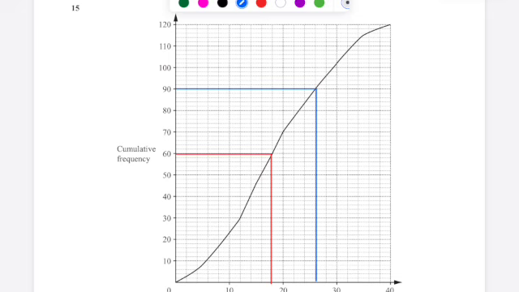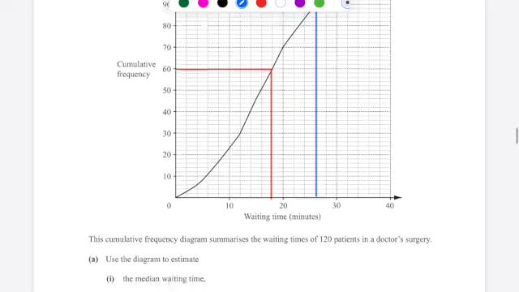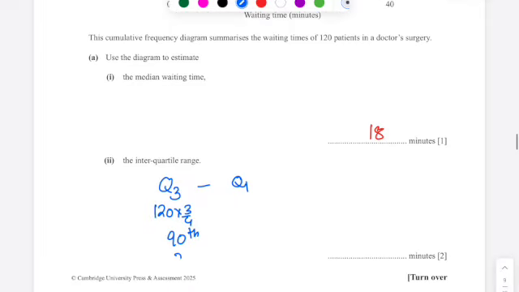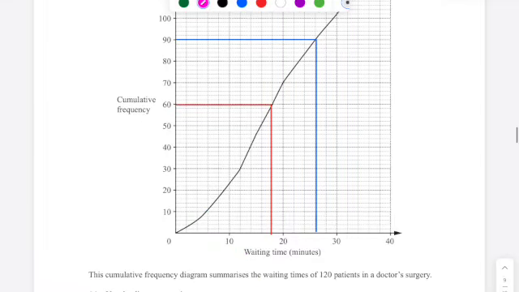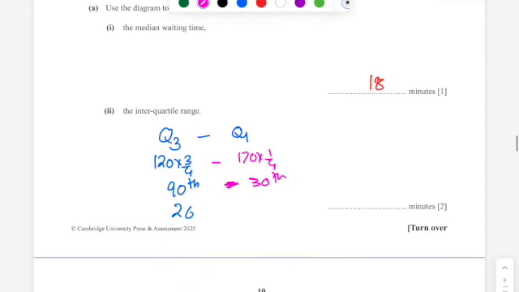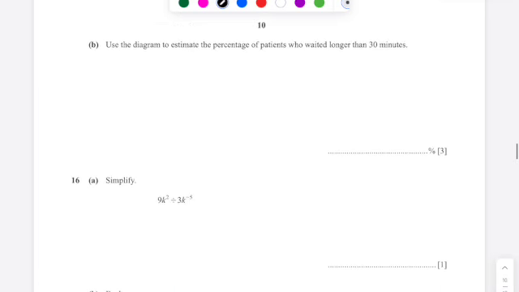Each line is 26. Okay, 22, 24, 26. Now for Q1, it is just 1 upon 4, which is nothing but the 30th term. So from 30, draw the line, hit the graph, and drop it down, which is going to be 12. So my final answer is going to be 14, Q3 minus Q1.